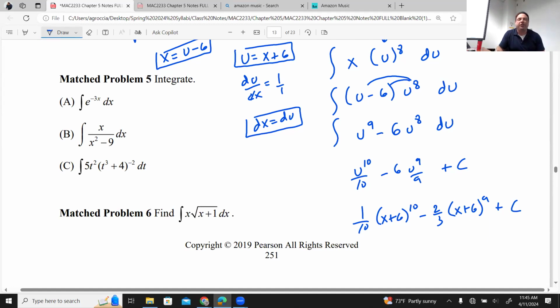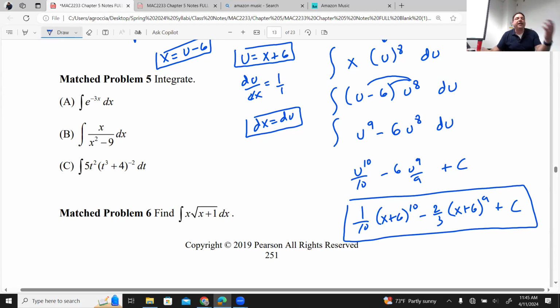Now, I could simplify a little further, but I'm not going to worry about that. We'll just leave the answer just like that. But could I factor out an x plus 6 to the 9? Yeah, but I'm just going to leave it like that for now. It is pretty simplified.